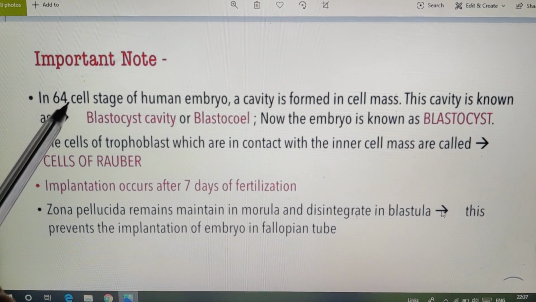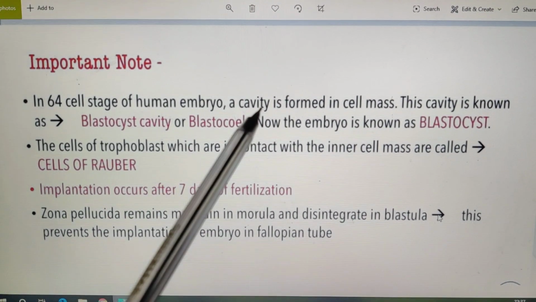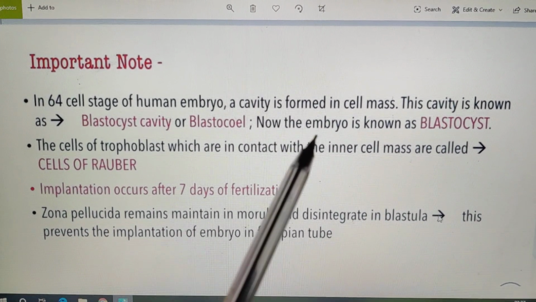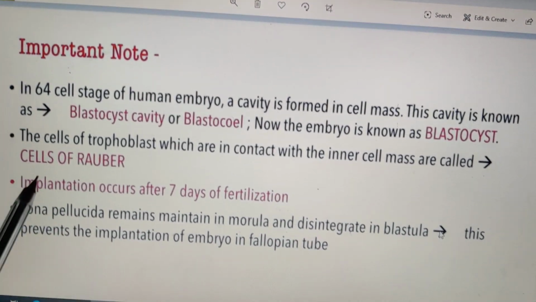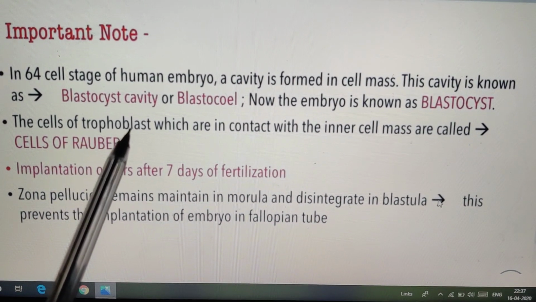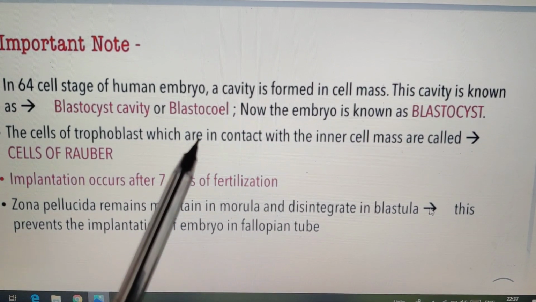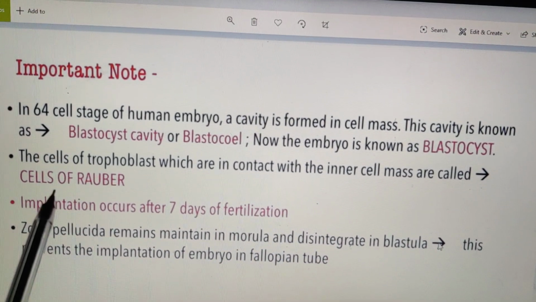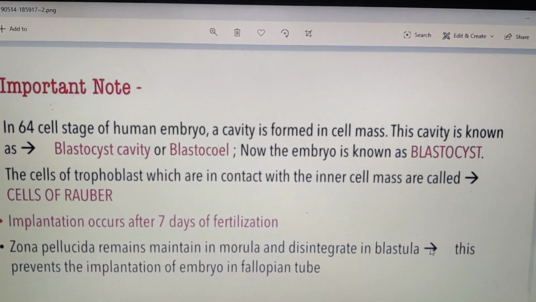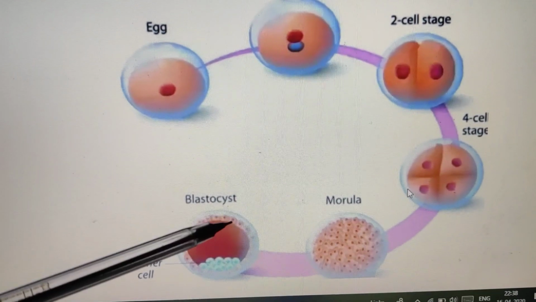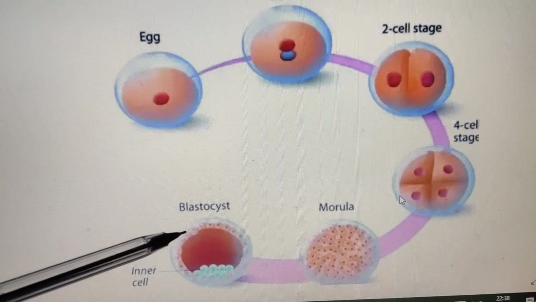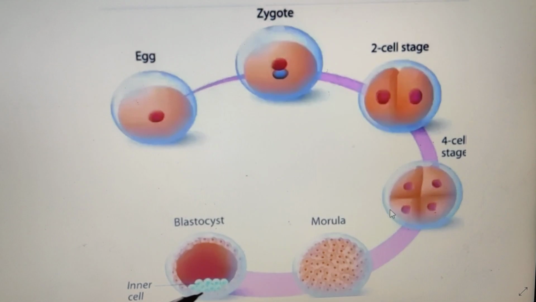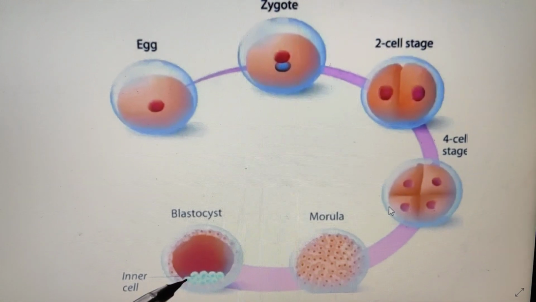In the 64-cell stage of the human embryo, a cavity is formed. This cavity is known as the blastocoel and the embryo is termed the blastocyst. The cells of the trophoblast which are in contact with the inner cell mass are termed the cells of Rauber, or Rauber's cells. The outer cells are the trophoblast, and the cells in contact with this trophoblast, this part, are all the cells of Rauber.